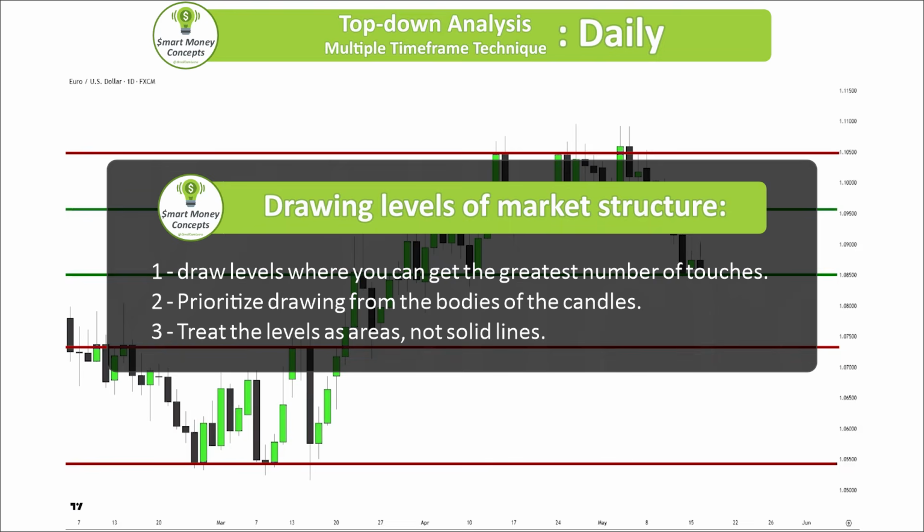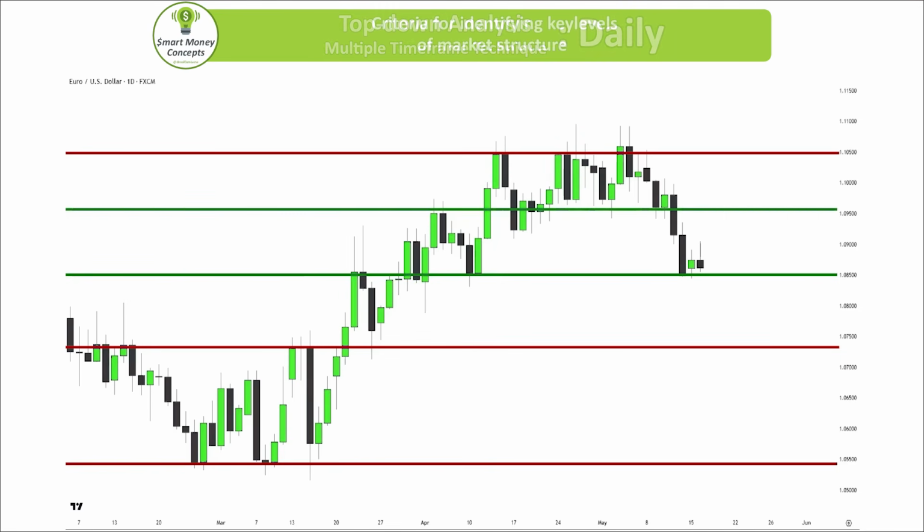But remember to keep three things in mind when drawing levels of market structure. First, draw levels where you can get the greatest number of touches. Second, prioritize drawing from the bodies of the candles. Third, treat the levels as areas, not solid lines. Additionally, there are 5 criteria we look for when identifying key levels of market structure, each making a level more powerful.